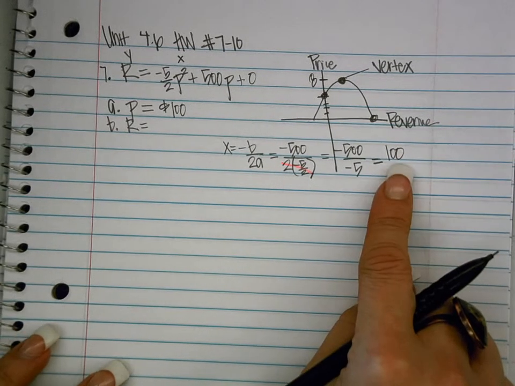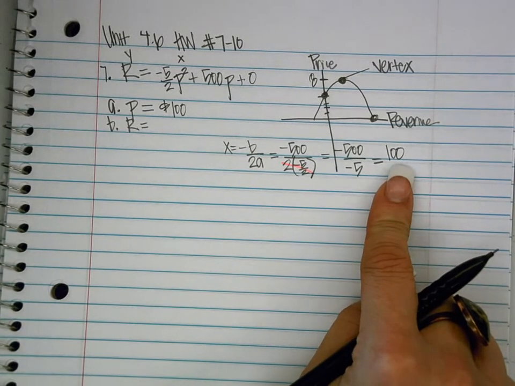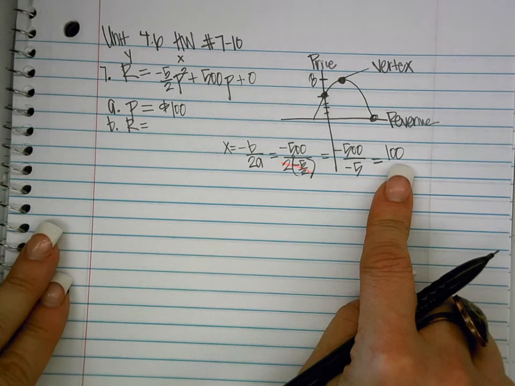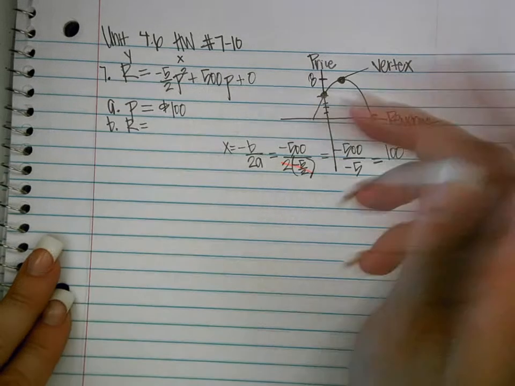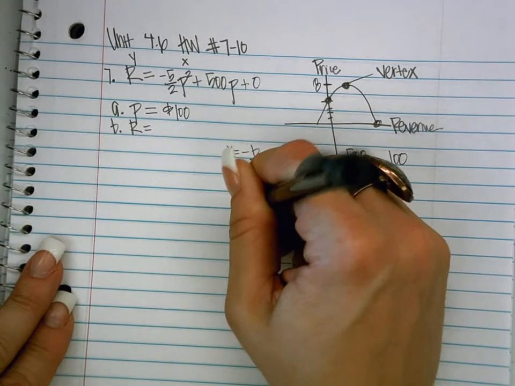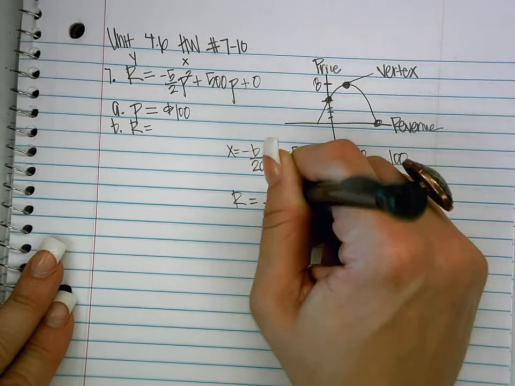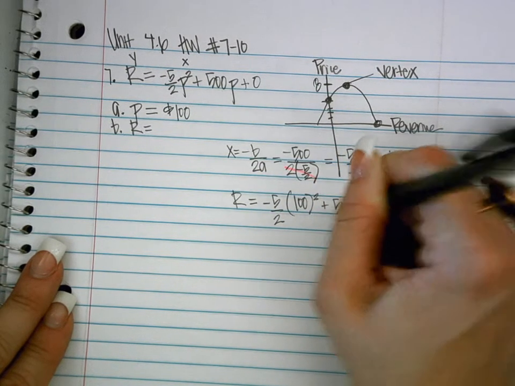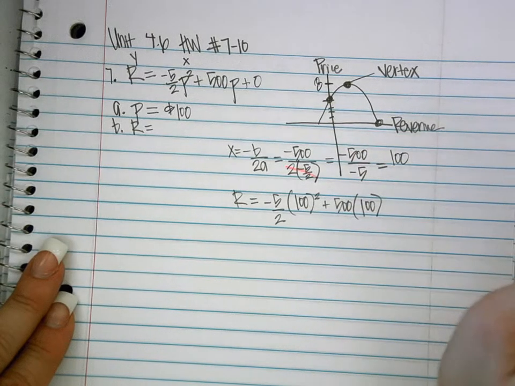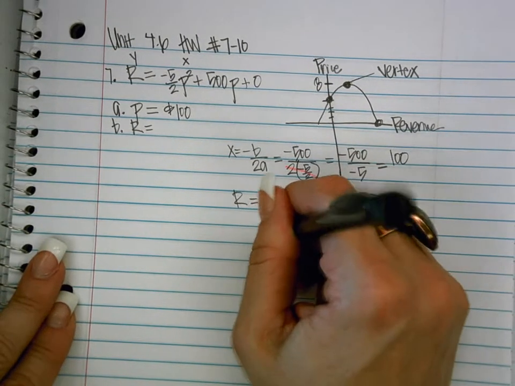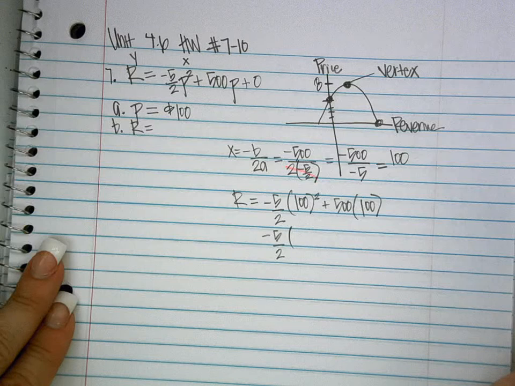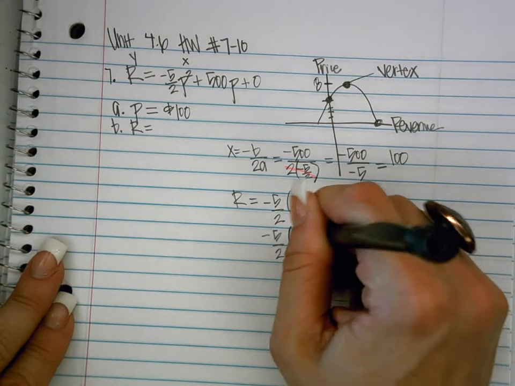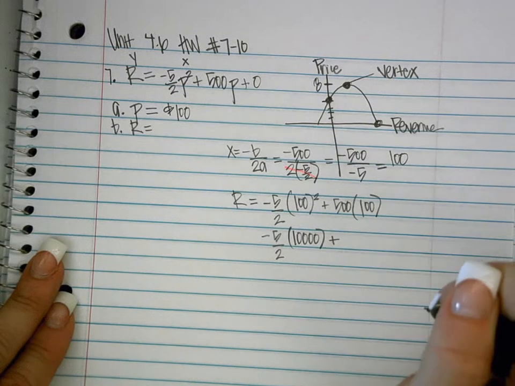Now, if we know the best price to make the most money is $100, how would you find the revenue? Plug it back in, exactly. So plug into your equation. Revenue equals negative 5 over 2 times 100 squared plus 500 times 100. And you can work that out. So negative 5 over 2, what is 100 squared? 100 times 100 is 10,000, plus, what's 500 times 100?